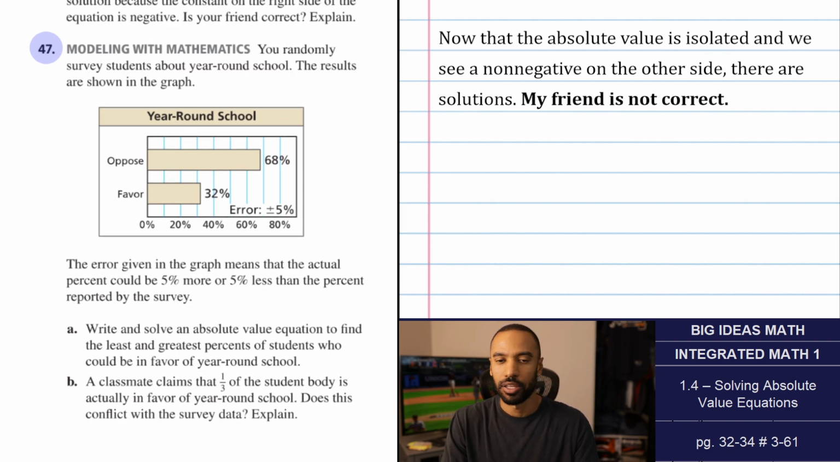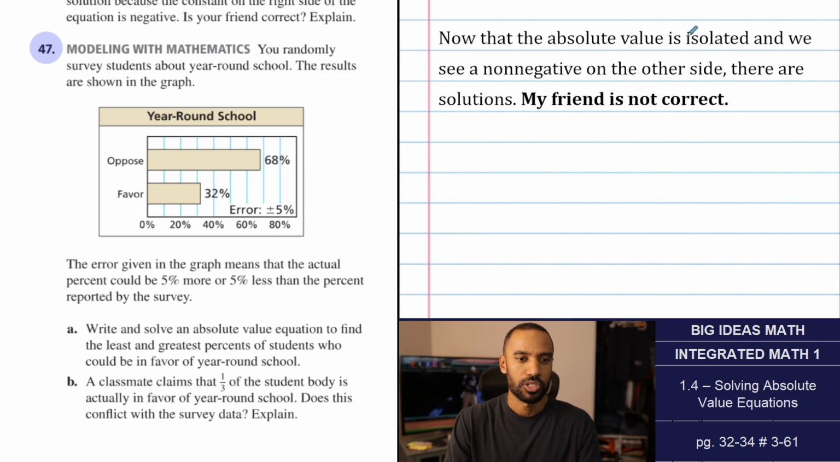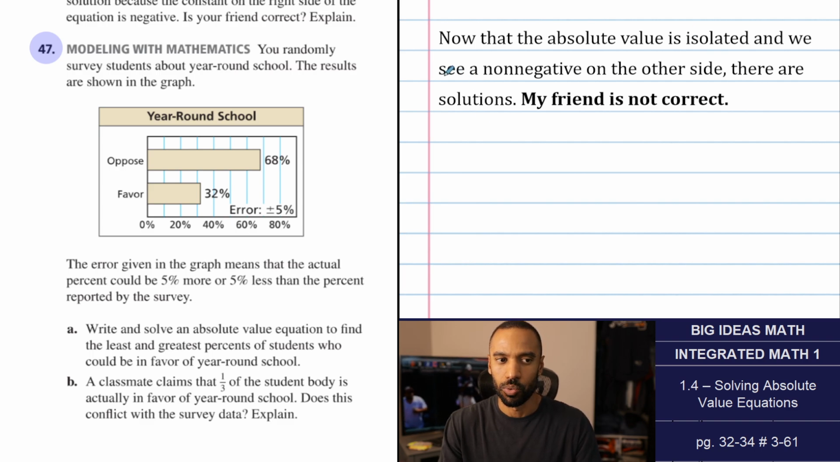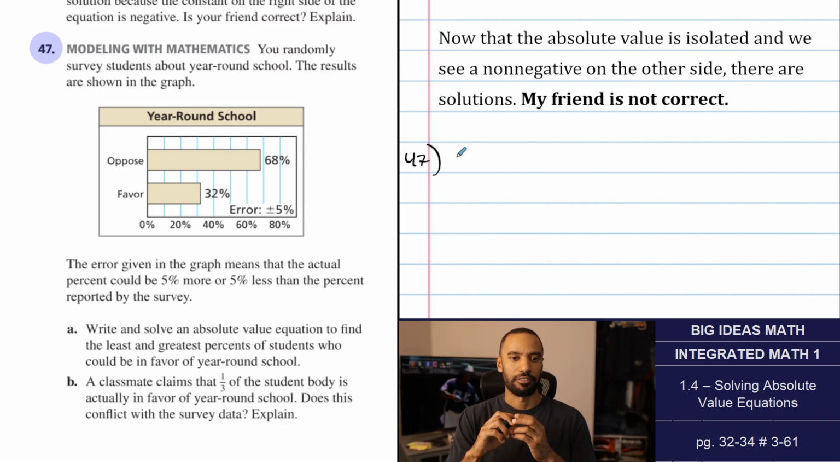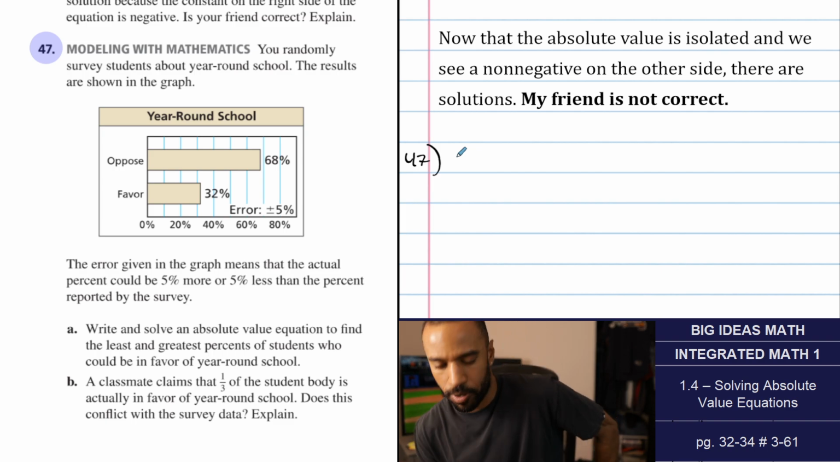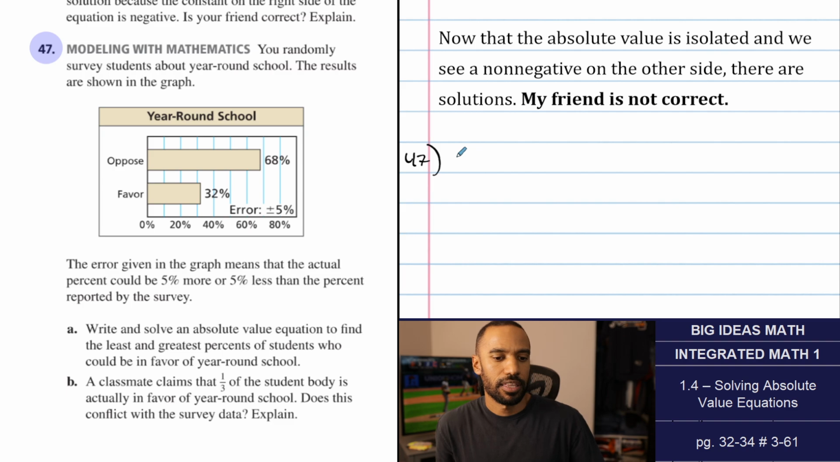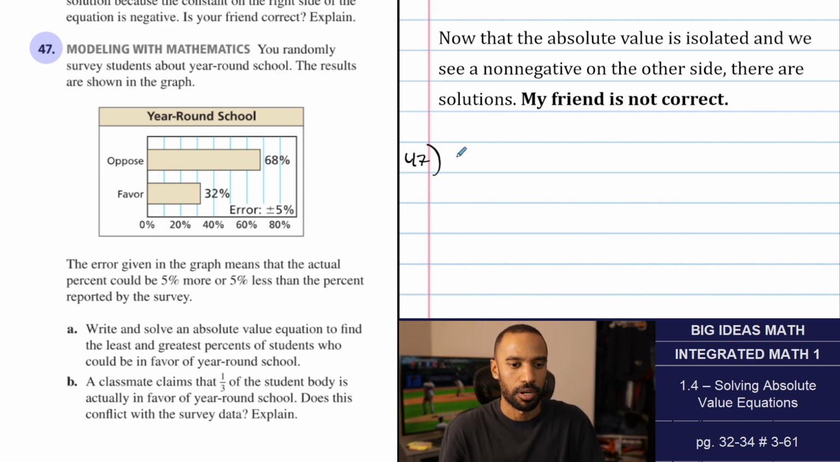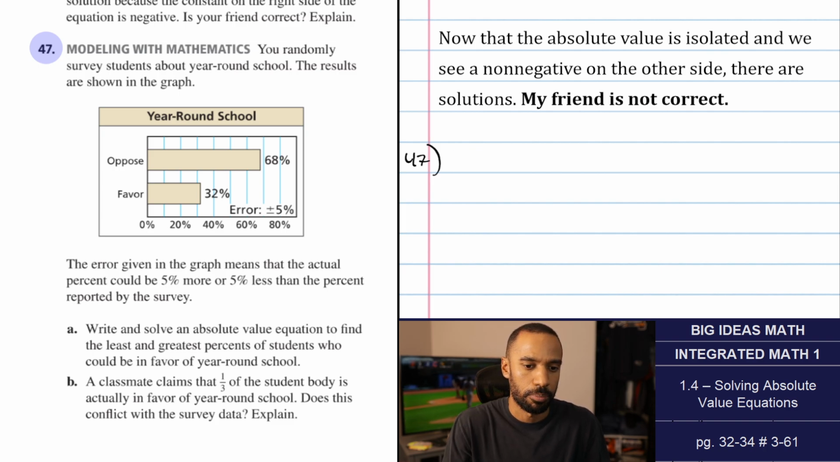Number 47, modeling with mathematics. You randomly survey students about year-round school. The results are shown in the graph. All opposed, all in favor. More opposed than in favor. The error given in the graph means that the actual percent could be 5% more or less than the percent reported by the survey. Oh, I see the error, plus or minus 5%.